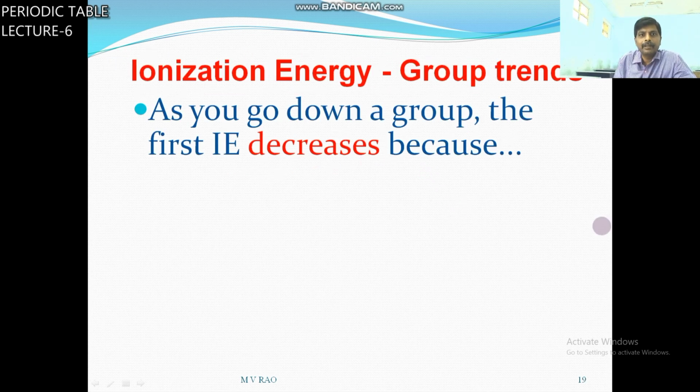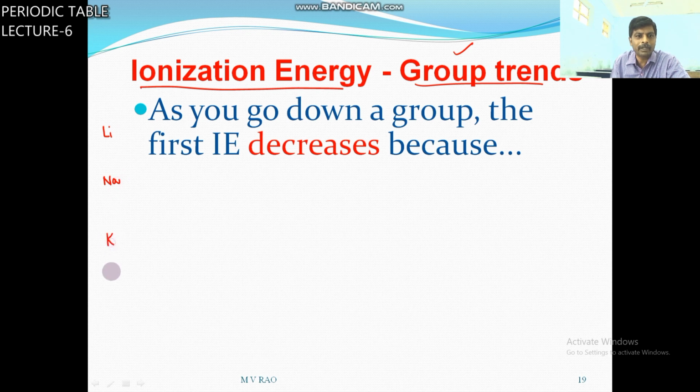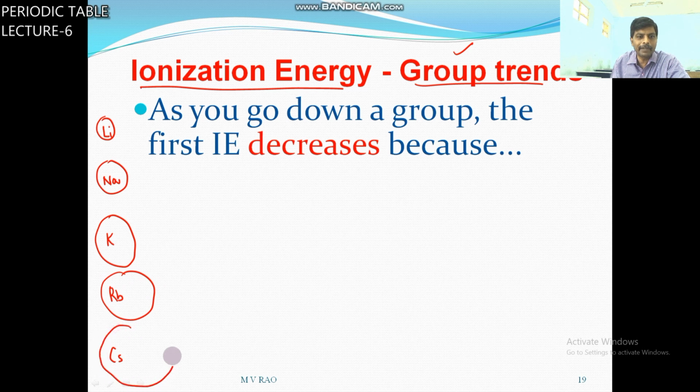Next one, periodic trend of ionization energy. That means how it will vary in a group and in a period. Periodic trend, that means in a group. For example, first group: lithium, sodium, potassium, rubidium, cesium. You know, from top to bottom atomic size increases. From top to bottom, atomic size increase means the distance between the nucleus and valence electron increases.